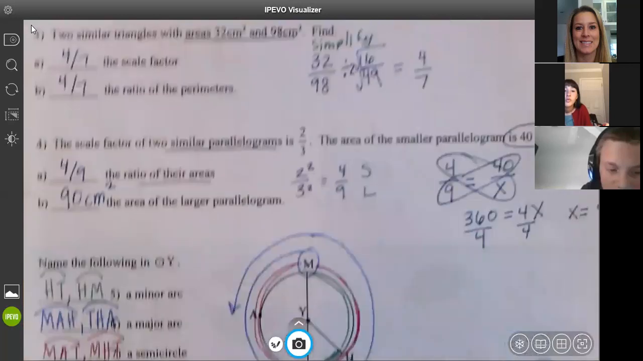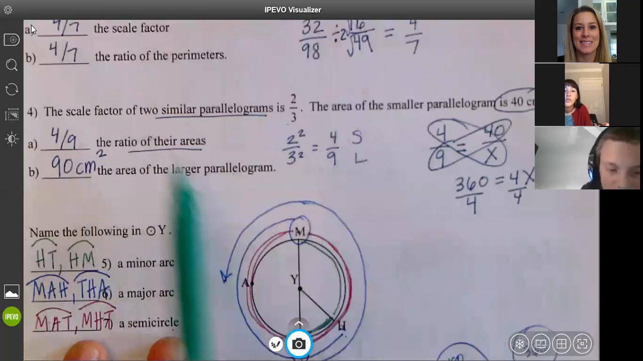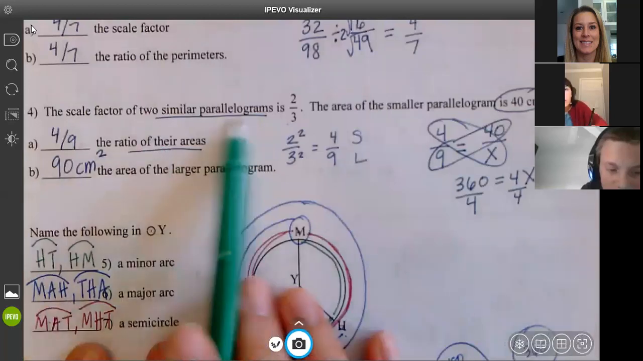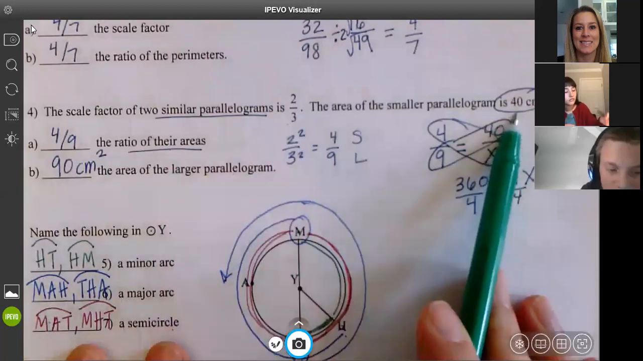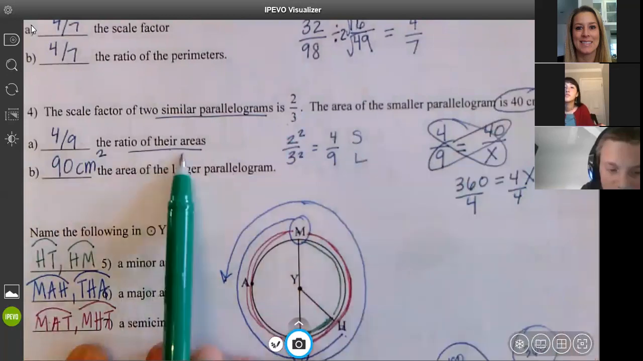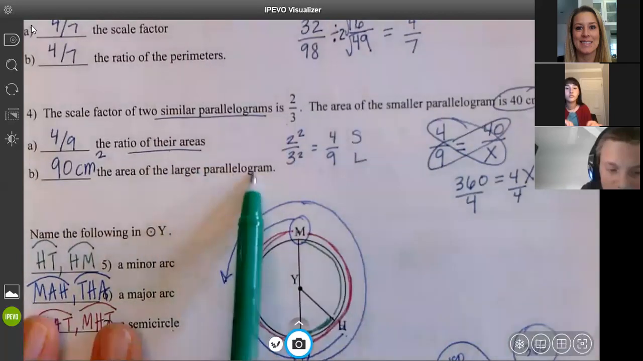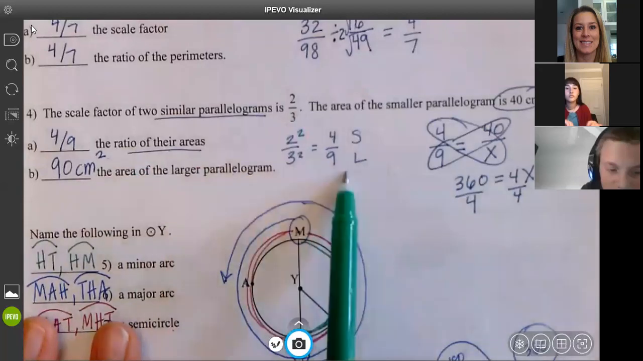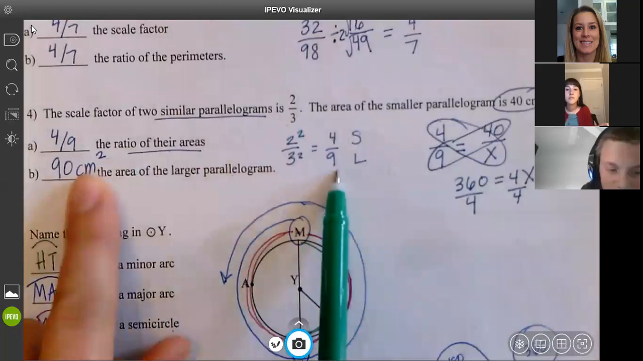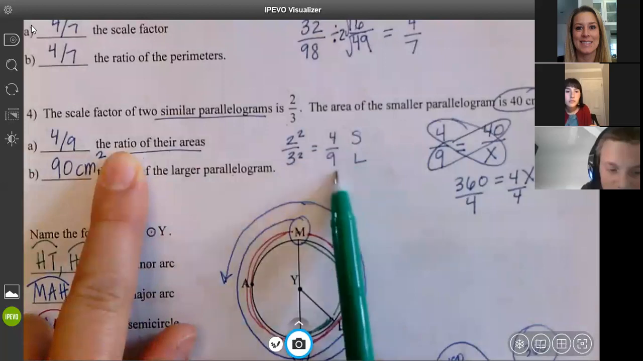All right, moving forward. The scale factor of two similar parallelograms is 2/3. The area of the smaller one is 40 centimeters squared. Find the ratio of the areas, and then find the actual area of the larger. This is kind of two steps. For 4A, if that's the scale factor, we square both of them to get the ratio of areas. This is the smaller of the two parallelograms, and this represents the larger.